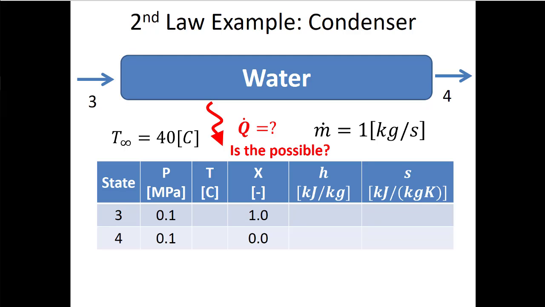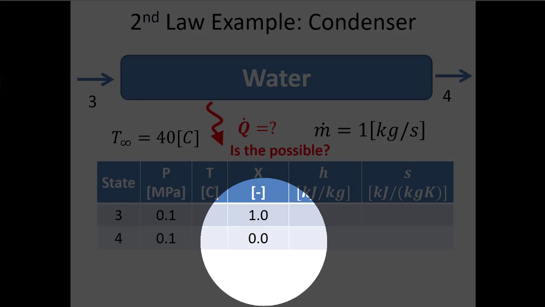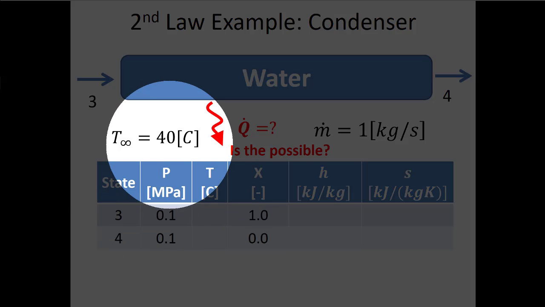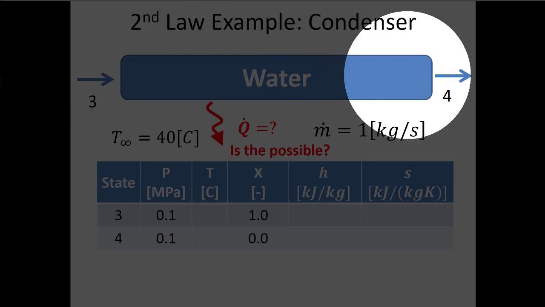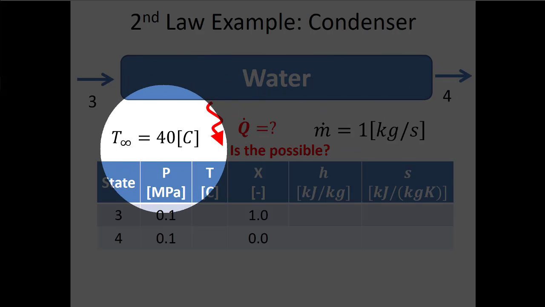If it was 1 atmosphere, then it's still at 100 degrees, but it's all vapor. And then it goes out as a saturated liquid, so now the quality is 0. Again, still at 100 degrees, but we've condensed all the vapor. There's no vapor in our system when we leave, we're just liquid water. We have a temperature inside the system, which is going to be 100 degrees the whole time, and we also have our temperature on the outside of the system, which is 40 degrees Celsius.